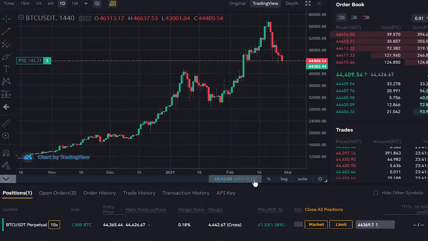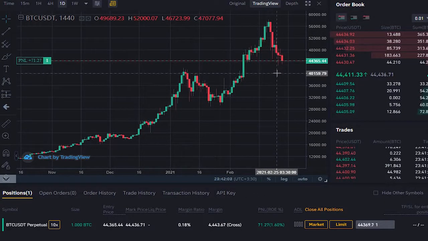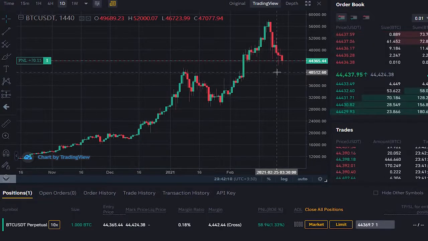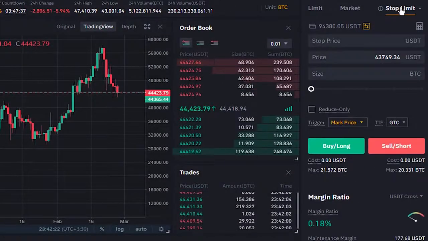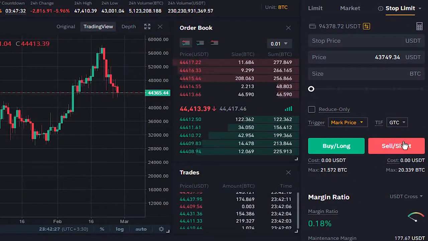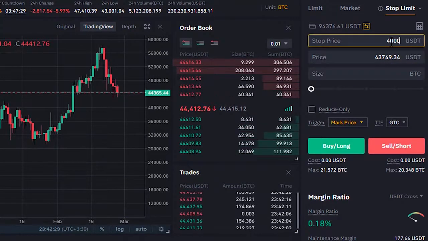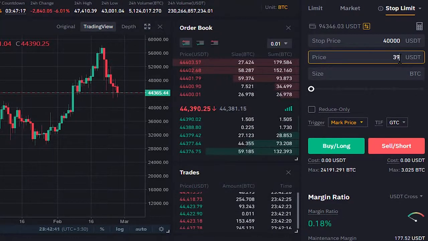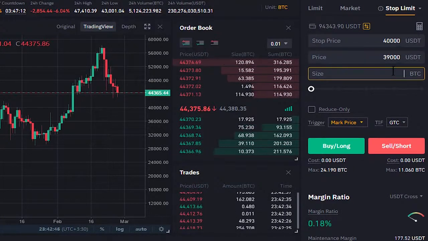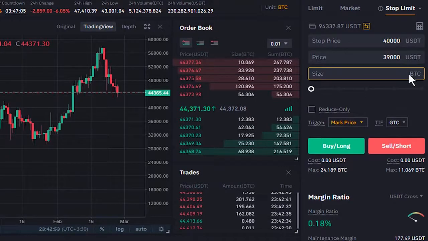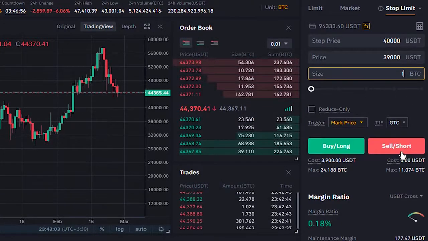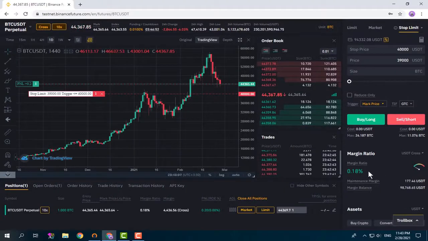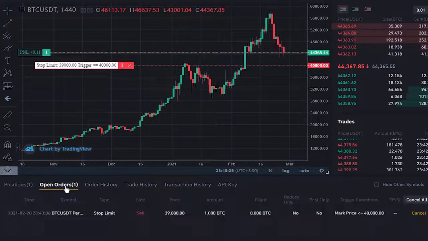Consider you want to place your stop loss at 40,000 here. So if the price went against you, your position will be closed at 40,000. We go to stop limit order and we want to place a sell order. Here we set the stop price to 40,000 and the limit price a little lower than 40,000, for example 39,000, and the size must be equal to your position size, which is 1 Bitcoin. So here we enter 1 and we click on sell short, order submitted, and it's done. And here it is in open orders.